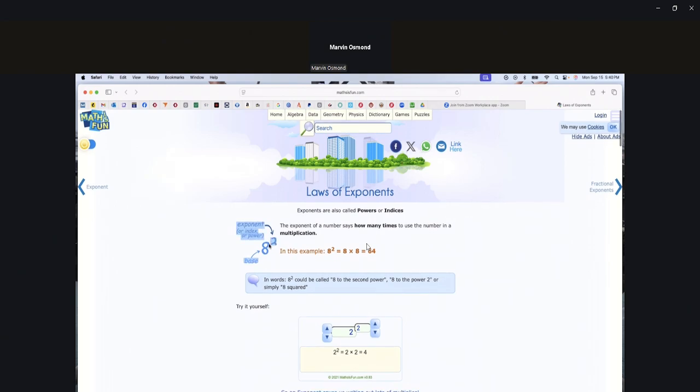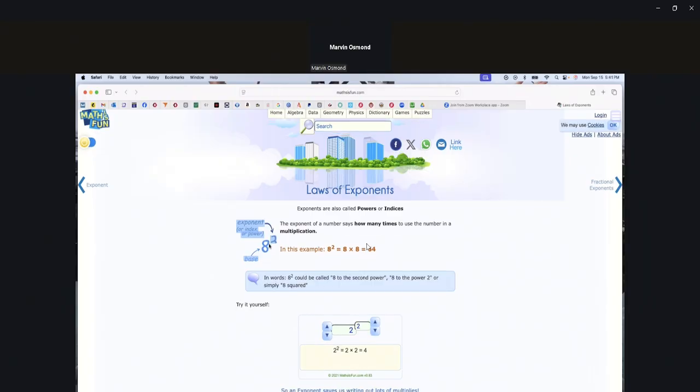So the example they use here is 8 to the power of 2. And 8 to the power of 2, we usually say 8 squared. If it were 8 to the power of 3, we'd say 8 cubed. But if it was 8 to the power of 4, we'd say 8 to the power of 4. 8 to the power of 5, 8 to the power of 6, 8 to the power of 7, and so on. It's only the square, 8 squared, or the cubed, the exponent 3, that have special names, squares and cubes. The rest are just to the exponent or to the power of.